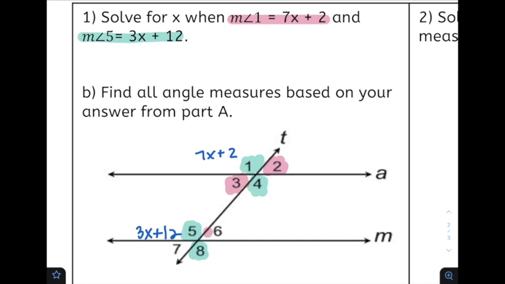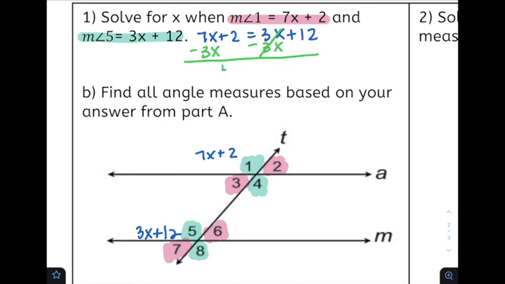So this is going to help me kind of establish which ones are going to be set equal together, which ones are going to be supplementary. So these are set equal to each other. So we have 7x plus 2 equals 3x plus 12. And then I'm just going to isolate my variable. So subtract 3x from both sides.